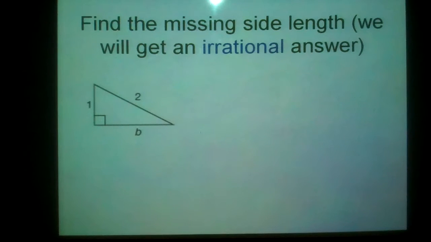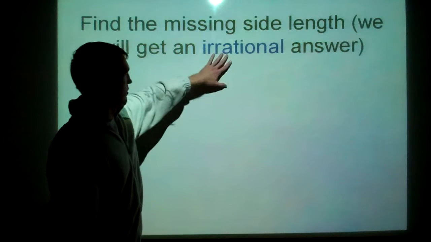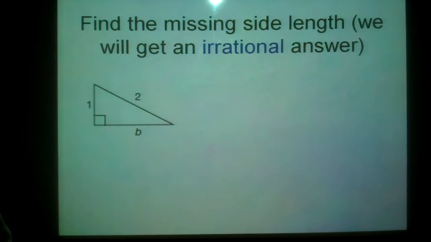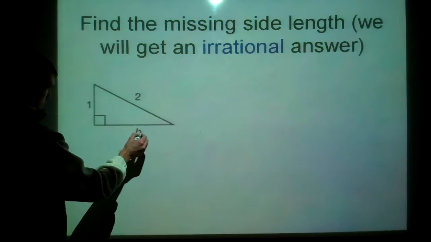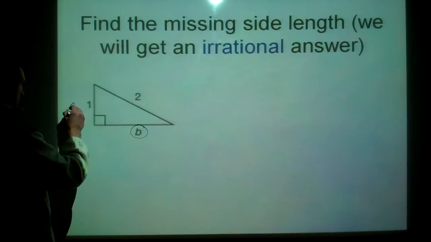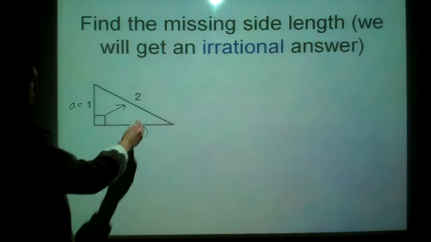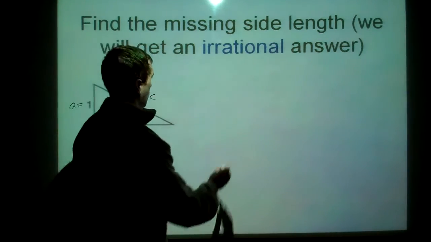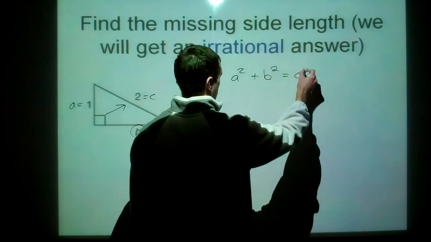It says to find the missing side length, and in parentheses it says we will get an irrational answer. We have talked about those before, and I was just talking about them a little bit ago. First of all, same thing we have to do with all these is figure out what sides are which. Well, they give us that we're looking for B here, so we're trying to find B. The one that makes a right angle with it is 1, so that has to be our A. And opposite our right angle is 2. That has to be our C. So we'll write down our equation here. A squared plus B squared equals C squared.